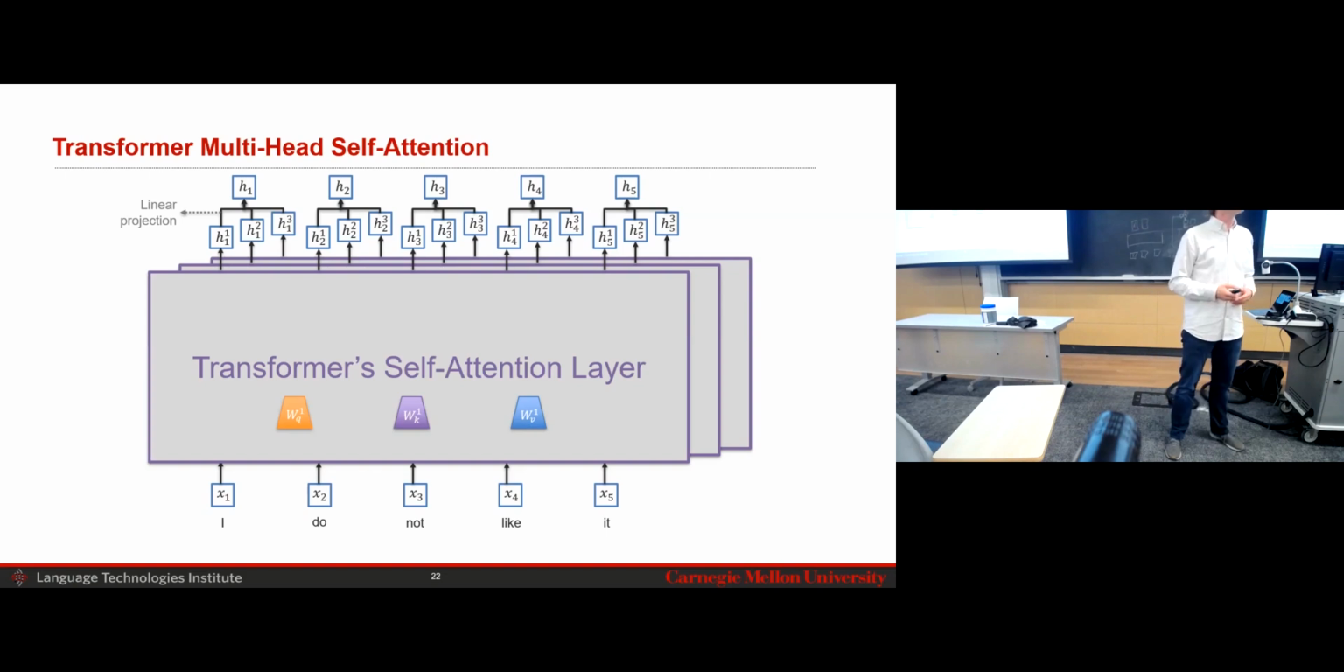Is it like the kernels in a convolutional layer? Are they similar?